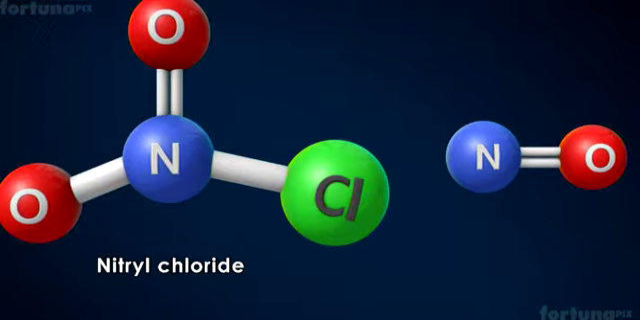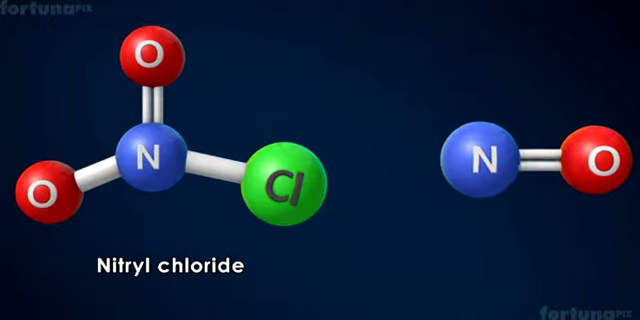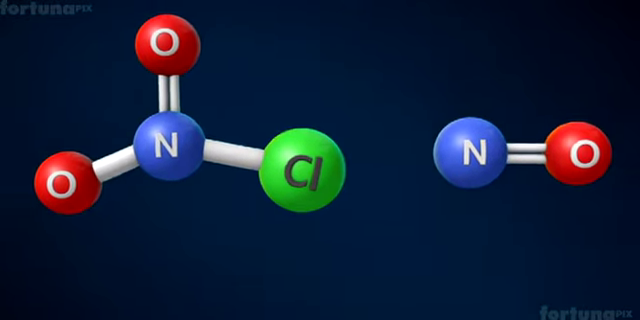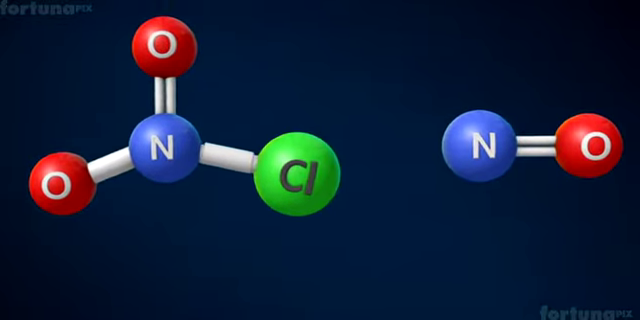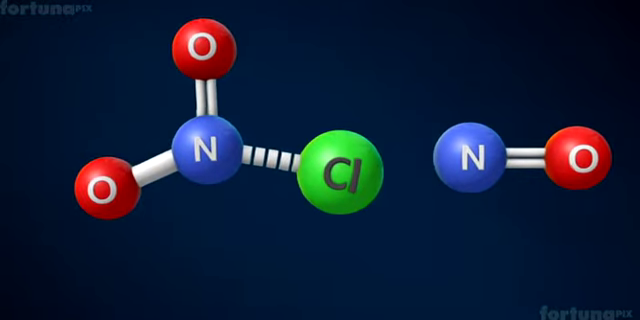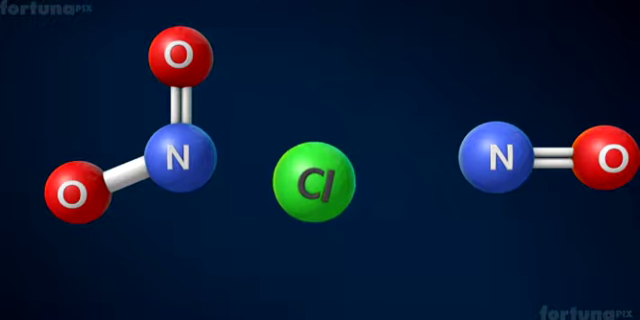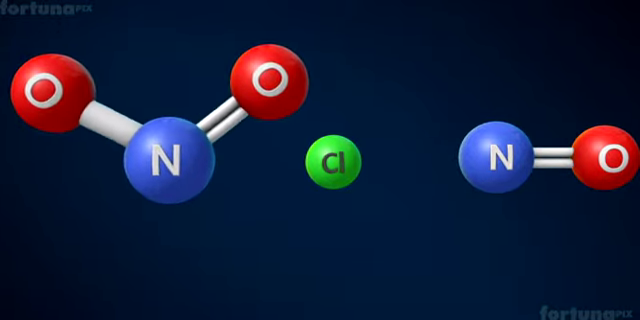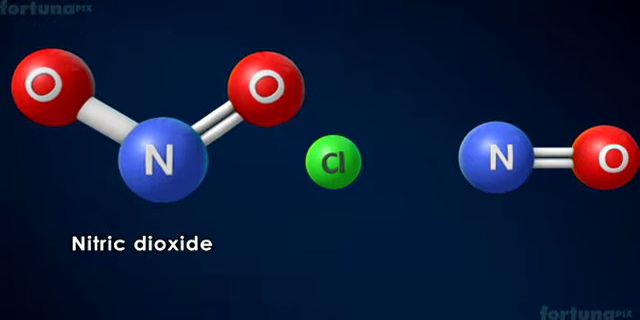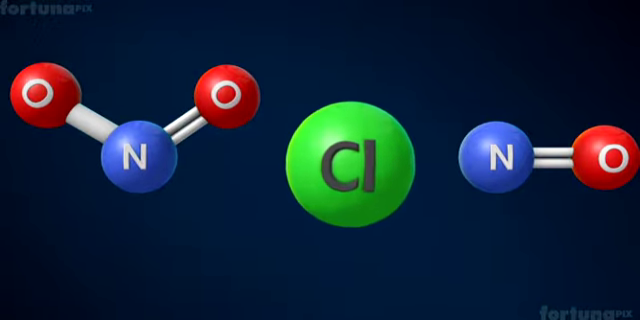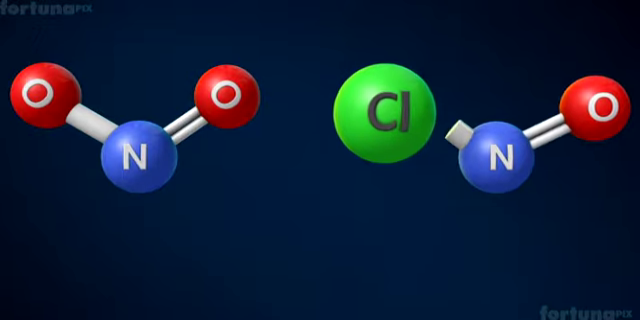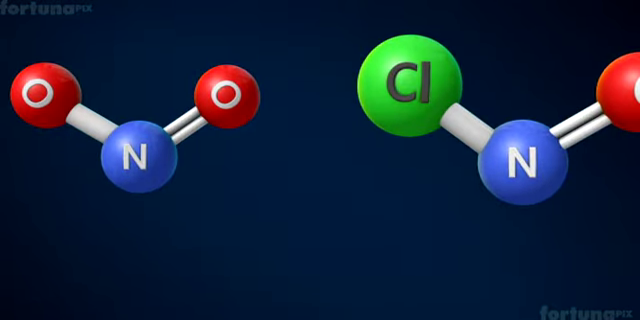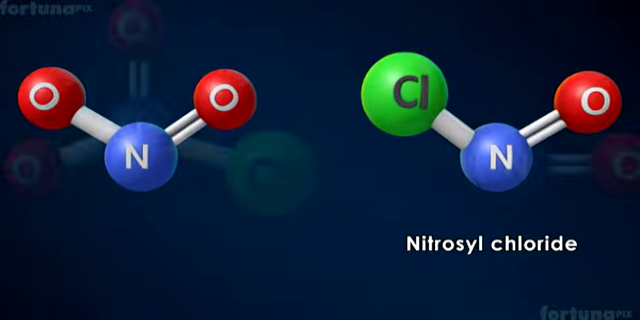Let's consider the reaction between nitryl chloride and nitric oxide. During this reaction, a collision between the two molecules will break the bond between the nitrogen and the chlorine in the nitryl chloride, resulting in the formation of nitrogen dioxide. The chlorine, which has broken off, will bond with the reactant nitric oxide to form nitrosyl chloride.